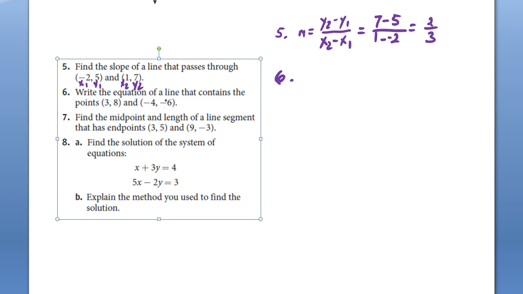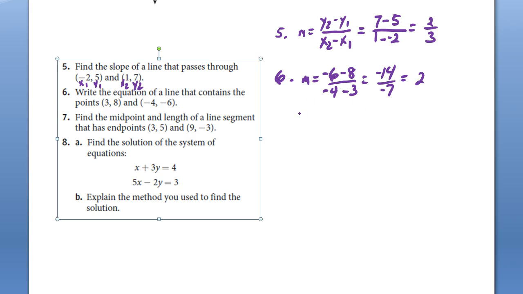Okay, number 6. Write the equation of a line that contains these 2 points. Again, this is x1, y1, and this is x2, y2. So let's start by finding the slope. We have -6 subtract 8 divided by -4 subtract the 3. This is -14 over -7, which reduces to 2. We have a value of m.